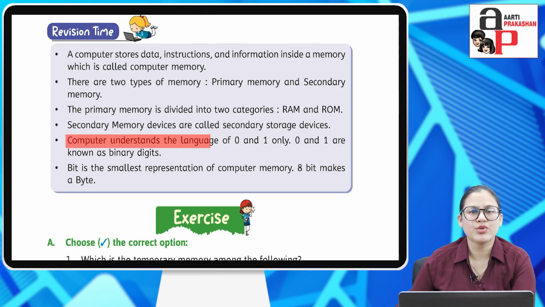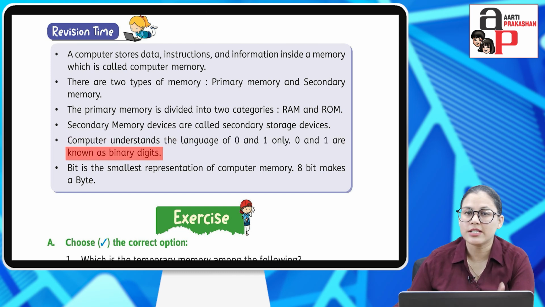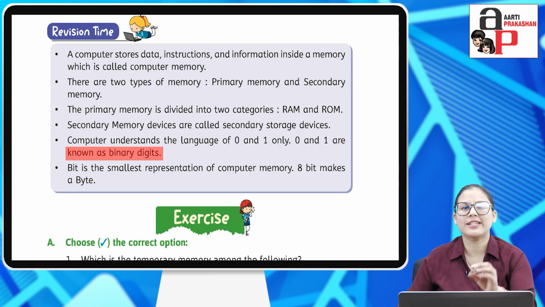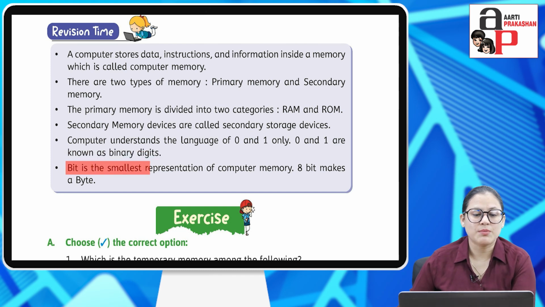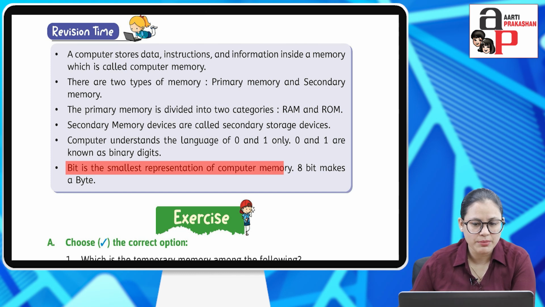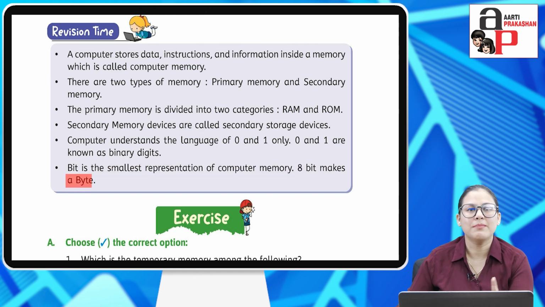A computer understands the language of 0 and 1 only. 0 and 1 are known as binary digits. Remember that, students, the computer doesn't understand any other language except zeros and ones. A bit is the smallest representation of computer memory and 8 bits make a byte.